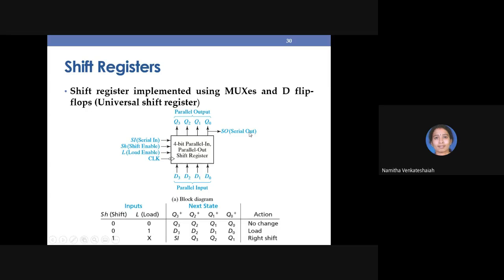That means this particular shift register is acting as parallel in parallel out, serial in serial out, serial in parallel out, and parallel in serial out. In all possible ways, it can act. So that's why we have shift enable, load enable, and clock. And if you observe, there is a bubble at the clock, which indicates it is a falling edge triggered shift register.